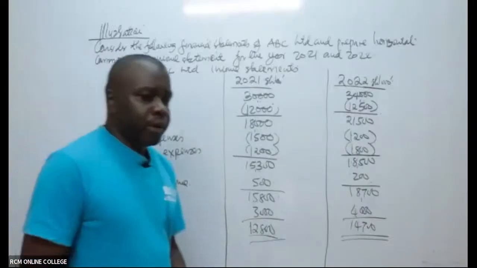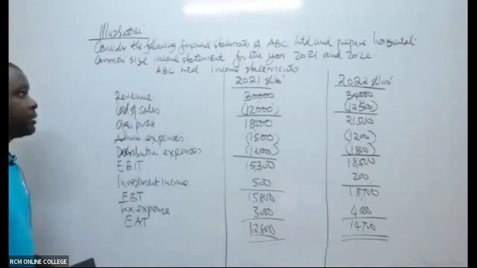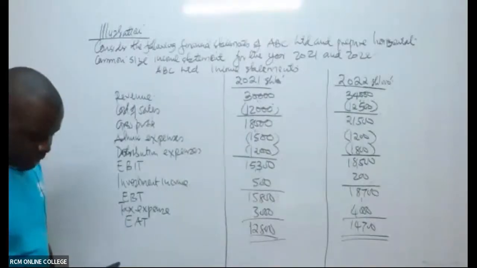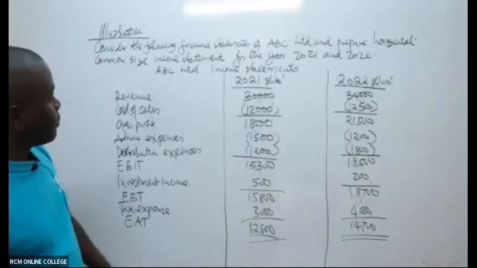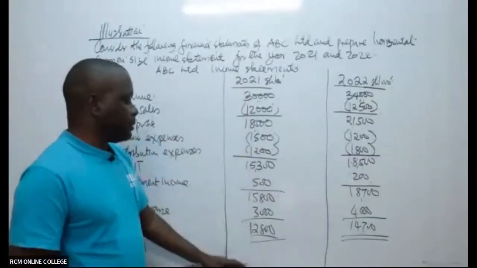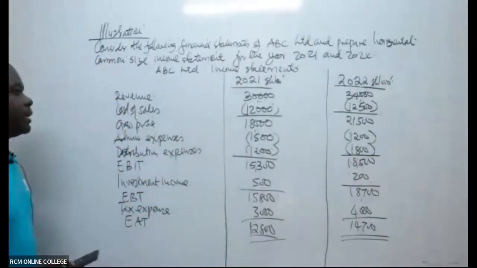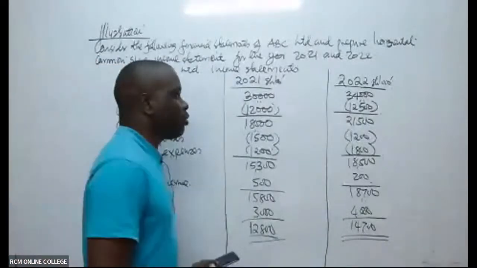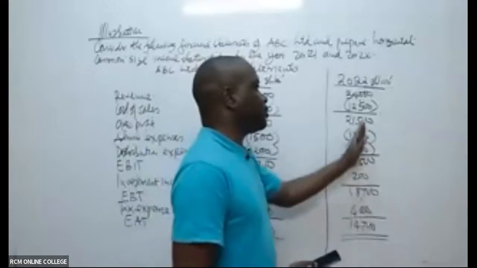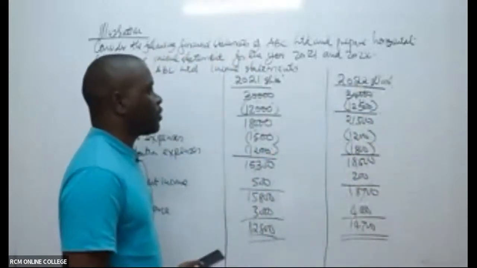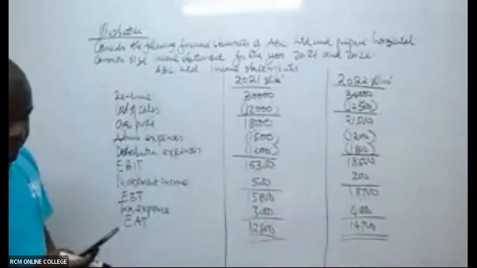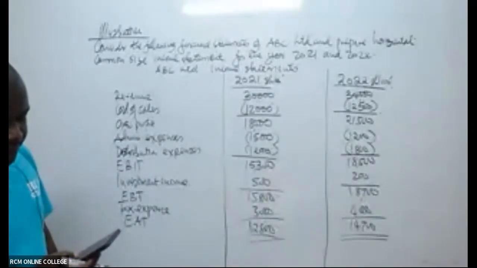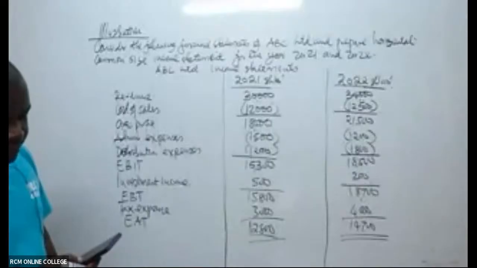So hope you are done copying it. In this case, we are doing the horizontal analysis. Ideally, 2021 will be the base year. So you'll be using 2021 as the base year to compare with the performance of 2022, to see whether there was any improvement or a decline in terms of performance.